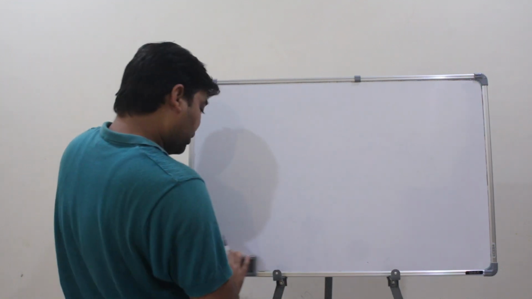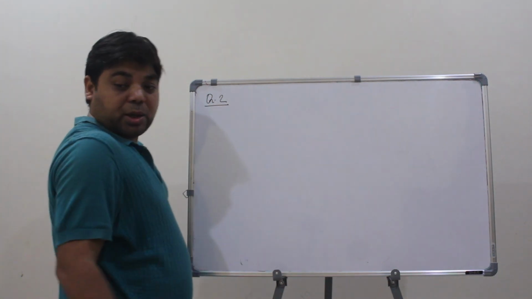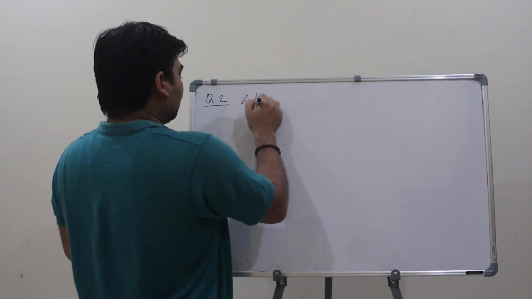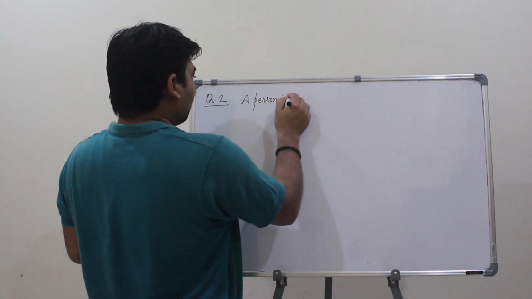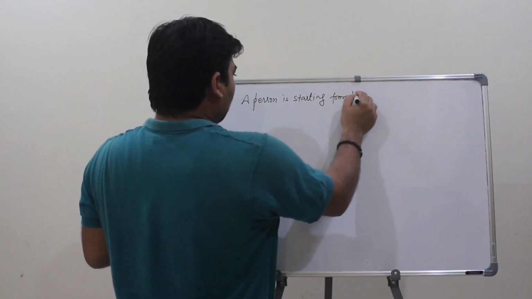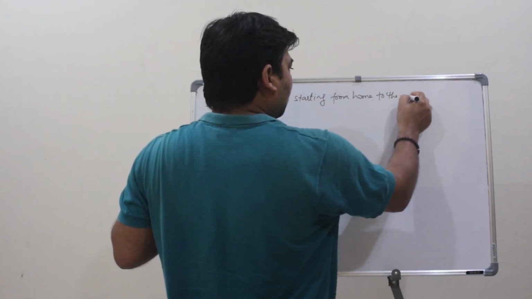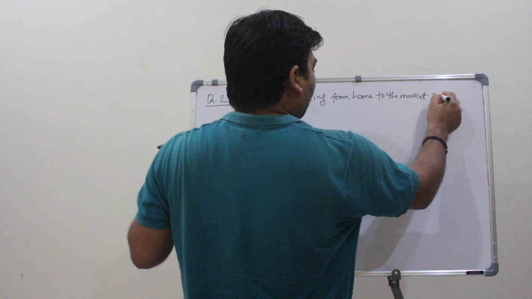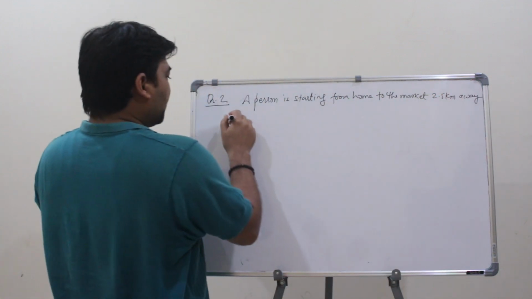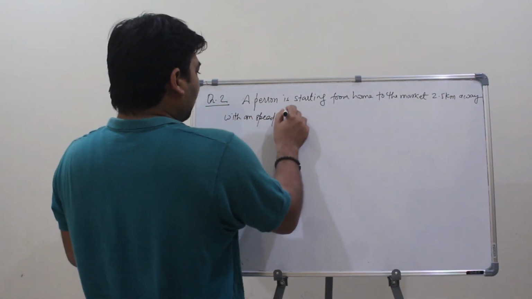The first question is, the question is there. This is question number 2. It says that a person is starting from home to the market 2.5 kilometer away with a speed of 5 kilometers per hour.